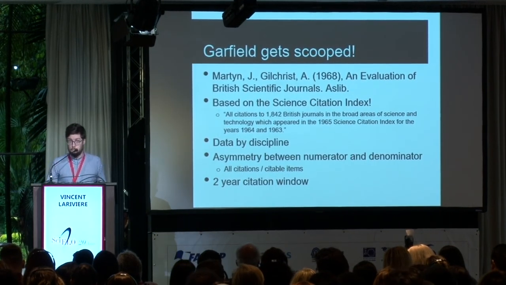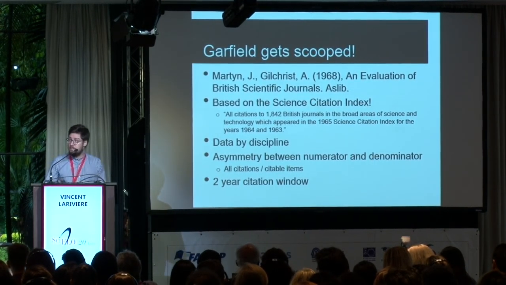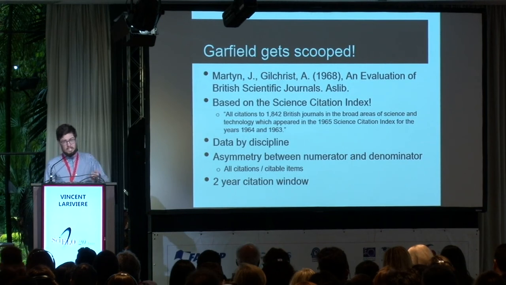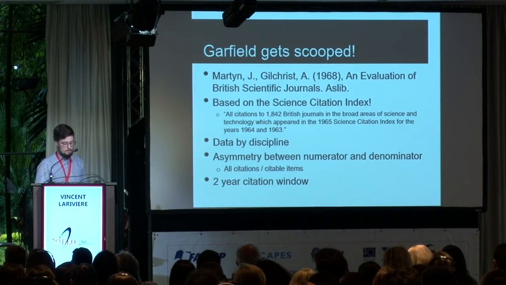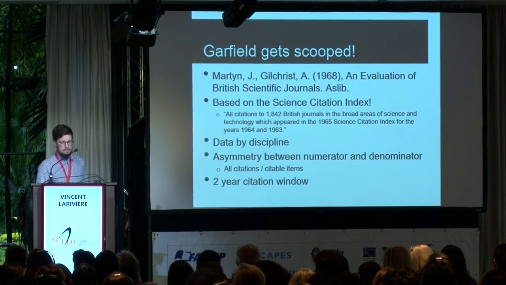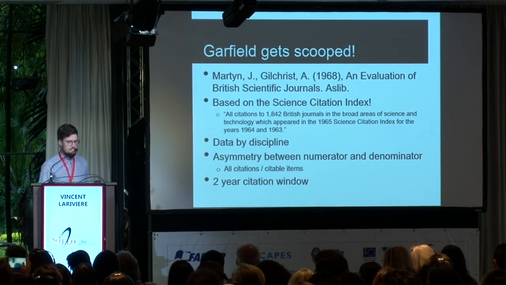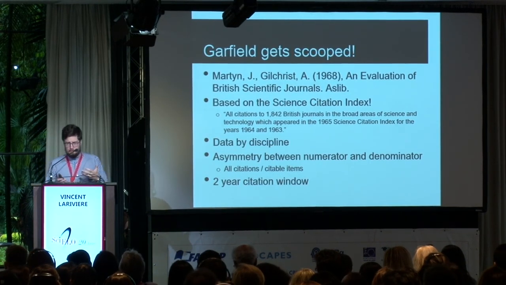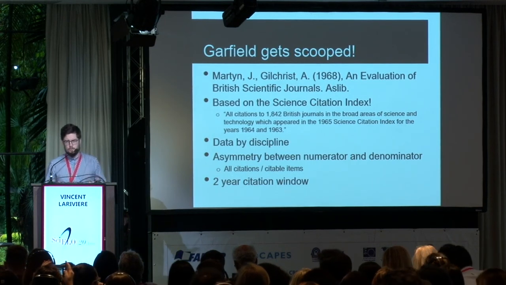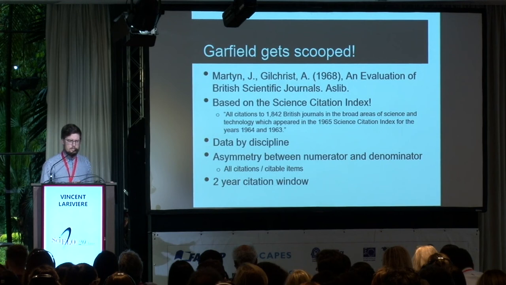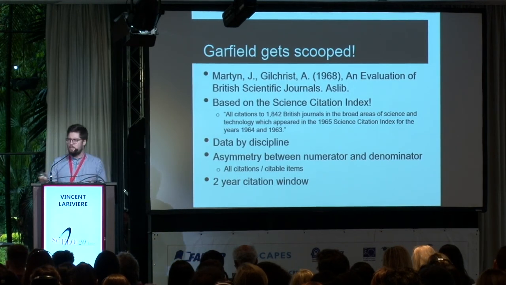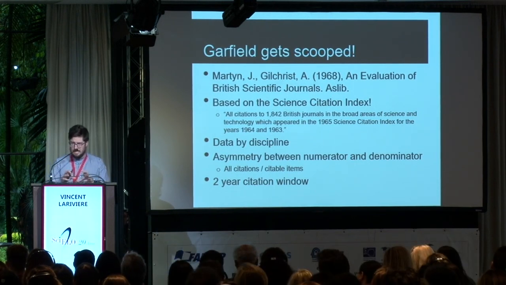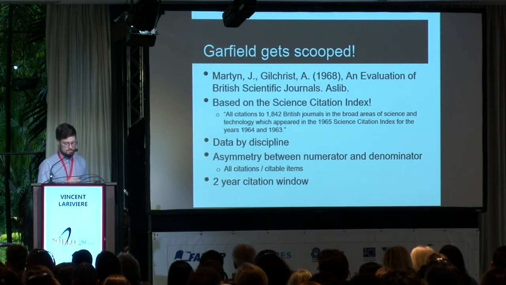Garfield gets scooped. There are other researchers in the UK who take the ISI data and compile an indicator that is almost identical to what is currently the Journal Citation Report. Martin and Gilchrist take the Science Citation Index, only the subset of British scholarly journals. And this is where one of the very important issues of the journal impact factor appears, which is the asymmetry between what is in the denominator and what is in the numerator, and also the 2-year citation window, which is still used in the main journal impact factor.